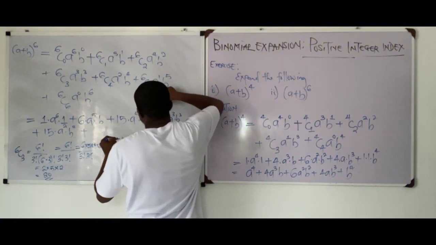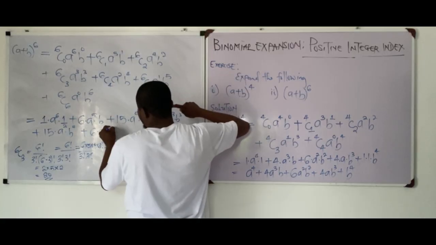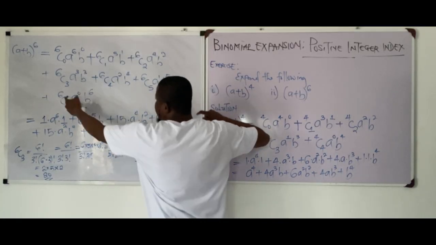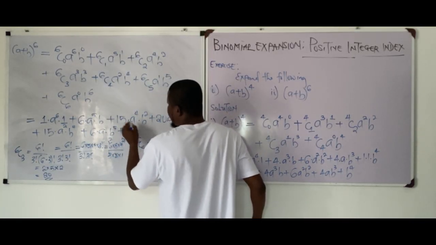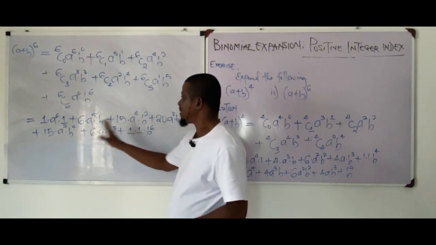Plus 6 combination 5 is 6, a to power 1 is a, then b to power 5, plus 6 combination 6 is 1, a to power 0 is 1, then b to power 6. So this is the simplification.